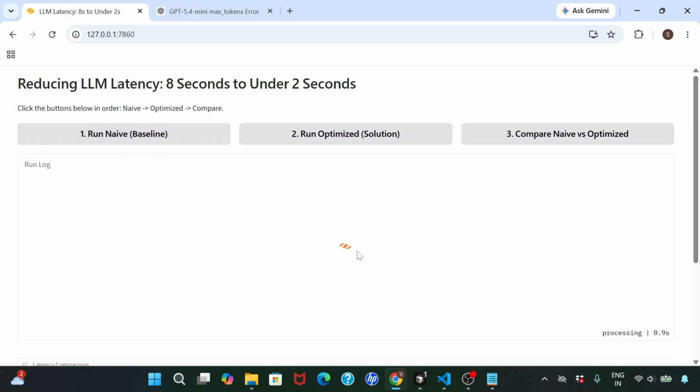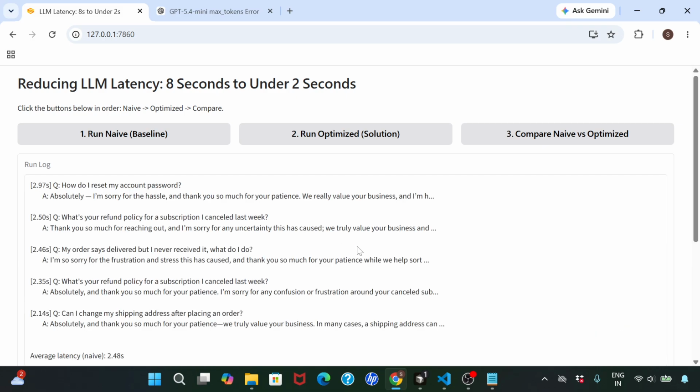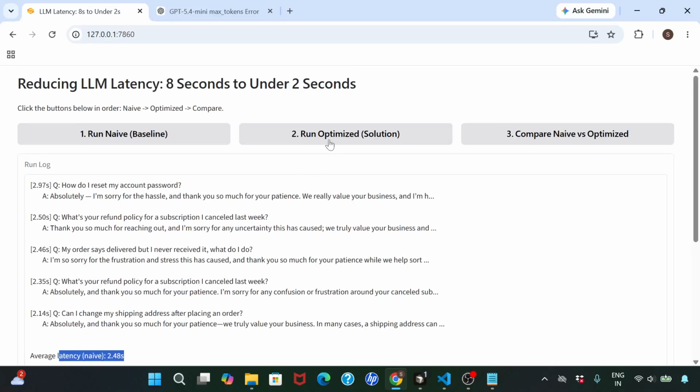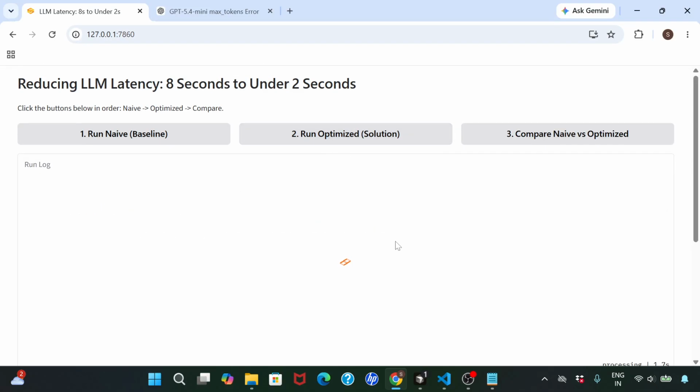So I'm going to run this name, right? What it does is it calls the expensive model. It will query each of these. It is not going to cache it, and then it will give you the average time, and it will also give the individual times, right? So these are the individual ones. For this question it took this much time. The average is like 2.48 seconds, and I'm going to run the optimized version.